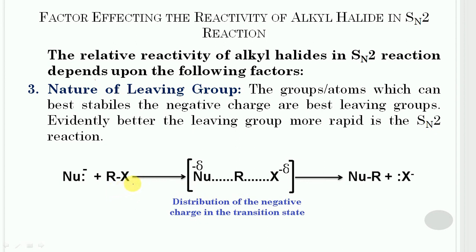In the transition state of SN2 reaction, the negative charge is normally distributed on the nucleophile and the leaving group. The better the leaving group, the more stable is the transition state due to the greater stabilization of negative charge by the leaving group, and hence the more rapid is the reaction. So it is the nature of the leaving group.